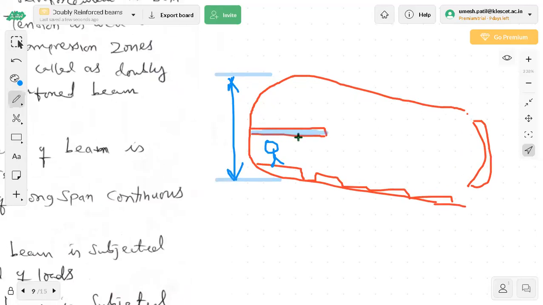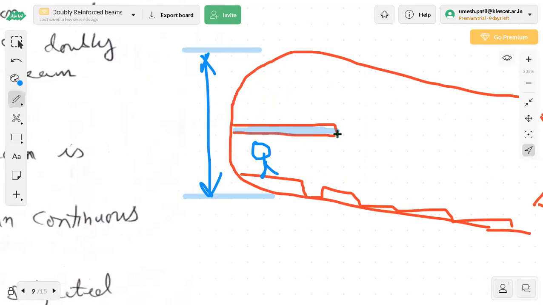If I want to make this beam strong, strong means the moment of resistance should be more. Either I should increase the depth, or I should go for doubly reinforced sections. Now here, if I increase the depth, there may be a problem of headroom. Headroom may not be sufficient for the person. If he stands up, his head should not touch the bottom of the beam.